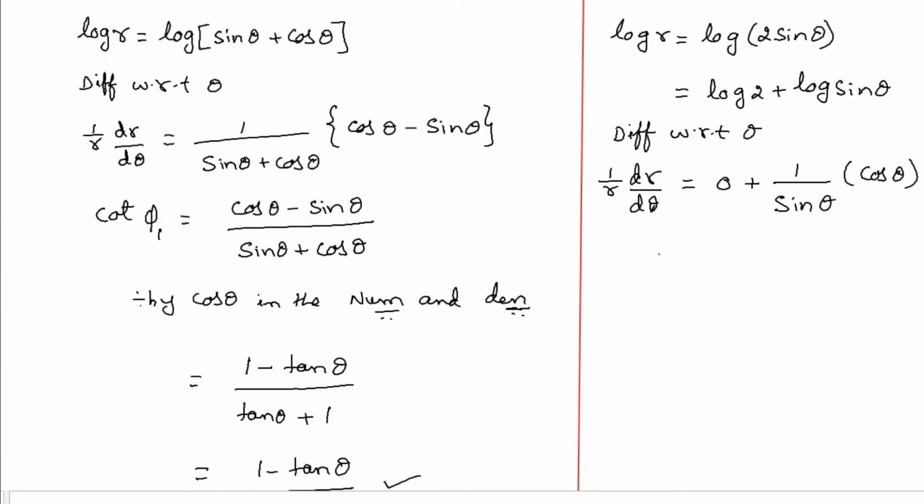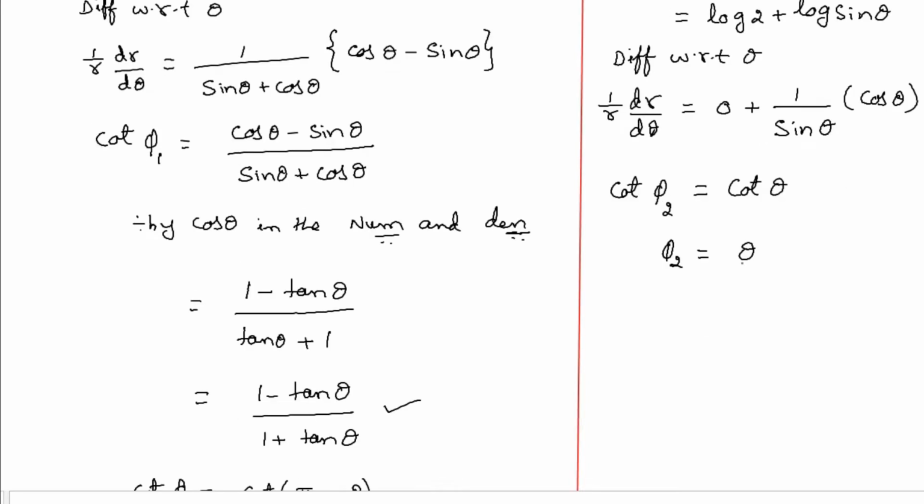So the left hand side value 1 by r dr by d theta is nothing but cot of phi. Since this is the second curve I am taking, I will take this as cot of phi 2. For the first curve I had taken cot of phi 1. For the second curve I will take cot of phi 2. So this will be equal to, on the right hand side you have cos by sine, which will be cot of theta. Since you have cot on both sides, the equality gives phi 2 is equal to theta. So we got the phi 1 value as well as the phi 2 value.